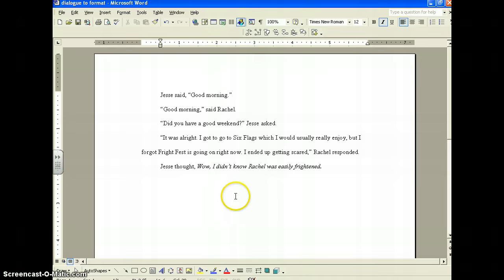So those are the basics of how to punctuate dialogue. Don't forget that the dialogue itself, what people are saying, goes in quotation marks. You need commas to offset your speech tags. You should have a speech tag for each piece of dialogue. And anytime you switch speakers, you need to begin a new paragraph.